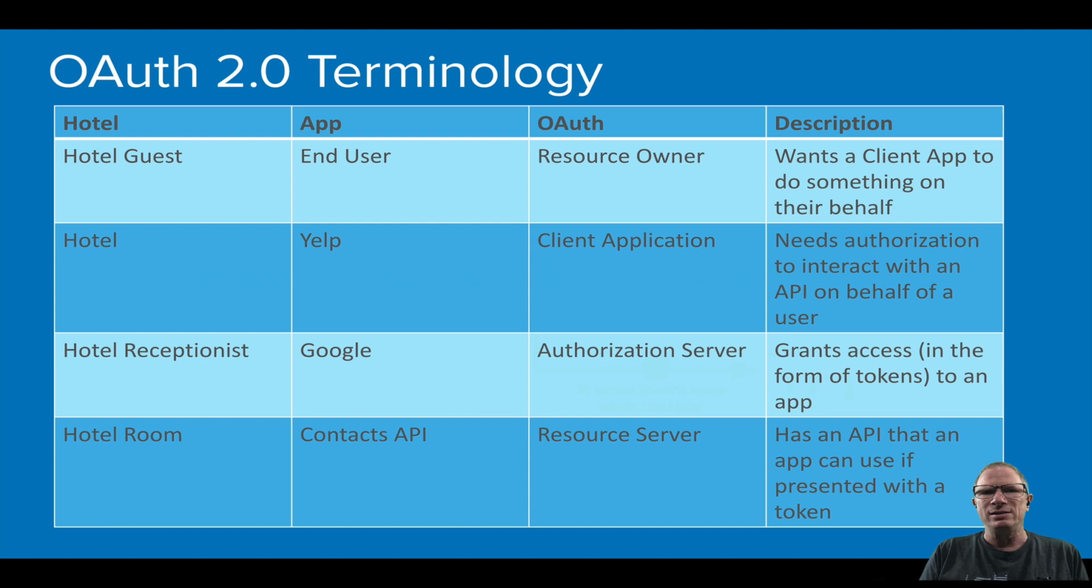That brings us to the last element, our resource server. That entity has an API that an app can use if presented with a valid token. And again, the token has to be valid, not expired, and have the right scopes for the API. Other than that, the API isn't going to be concerned with the identity.